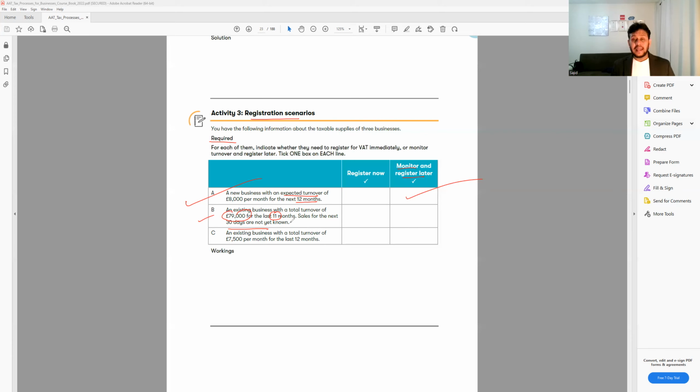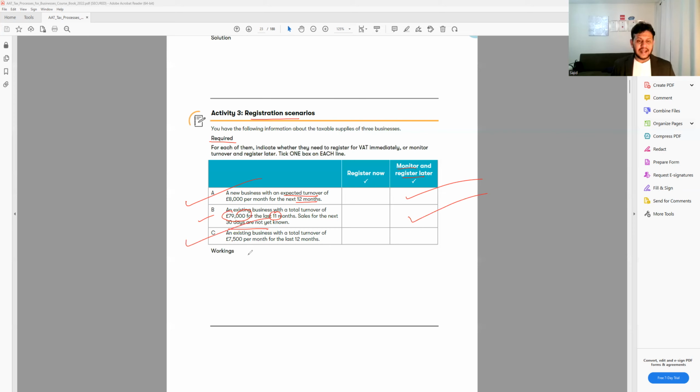So what we'll do, again, if I'm not 100% sure, remember that we never register just guessing or assuming, like my sales will be more than 85. Unless I'm 100% sure, I don't do it. So I'll say monitor and register later.